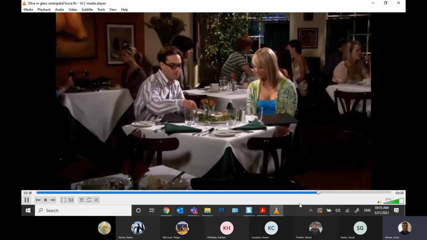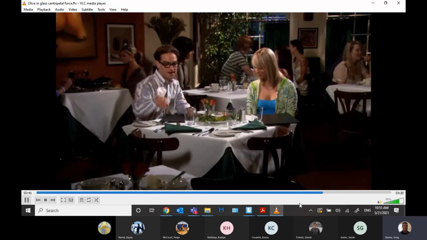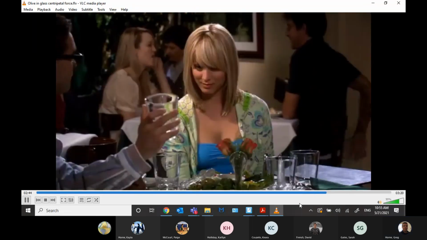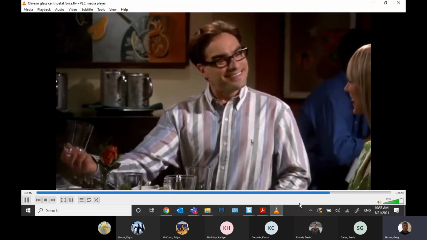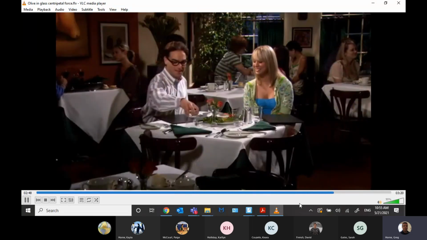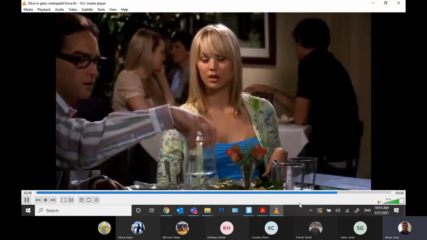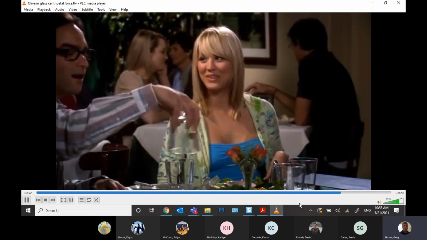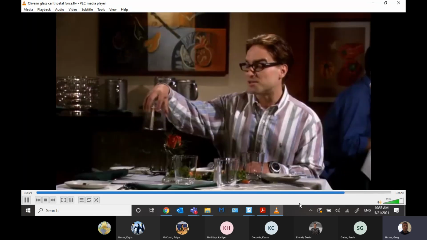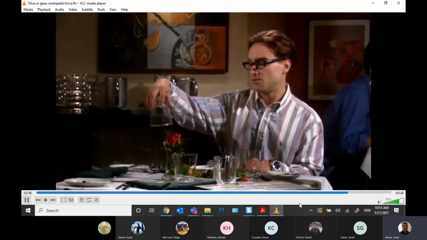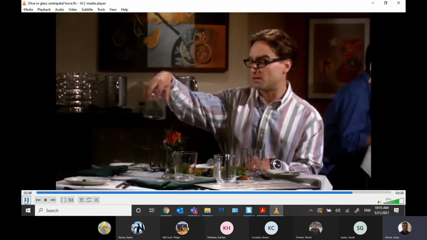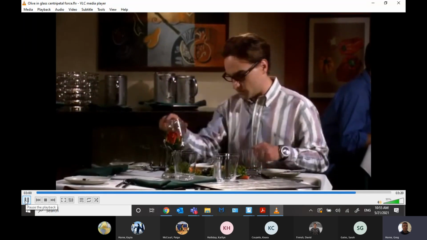Want something cool? I can make this olive go into this glass without touching it. How? Physics. Wow, centrifugal force. Actually, it's centripetal force, which is an inward force generated by the glass acting on the olive.